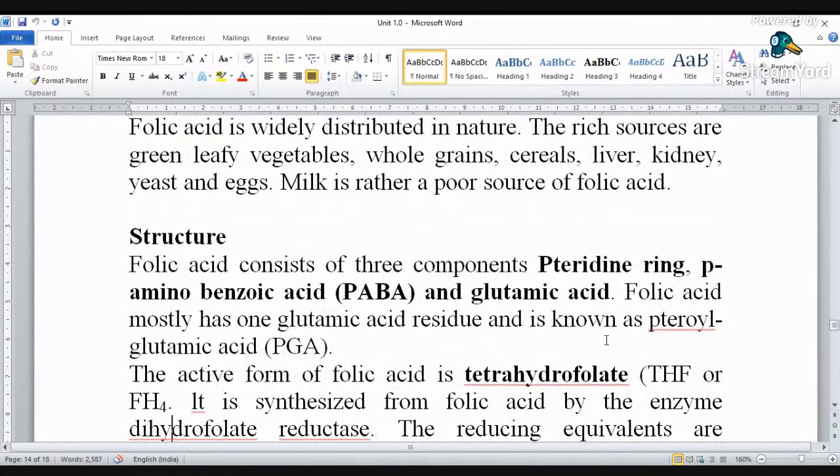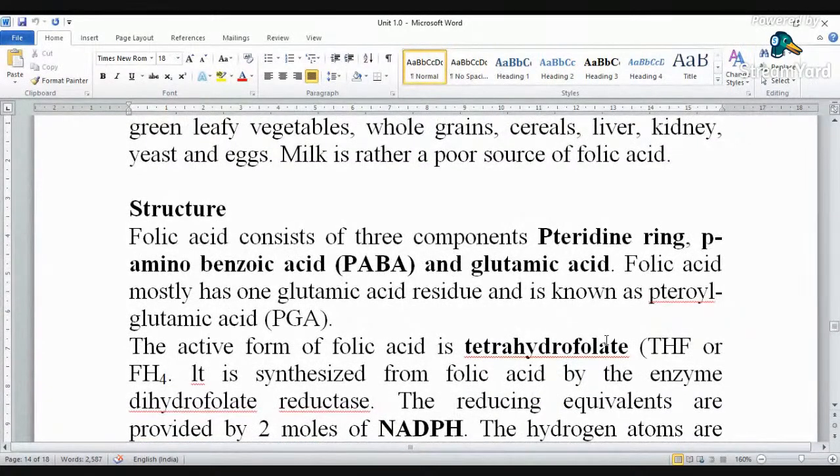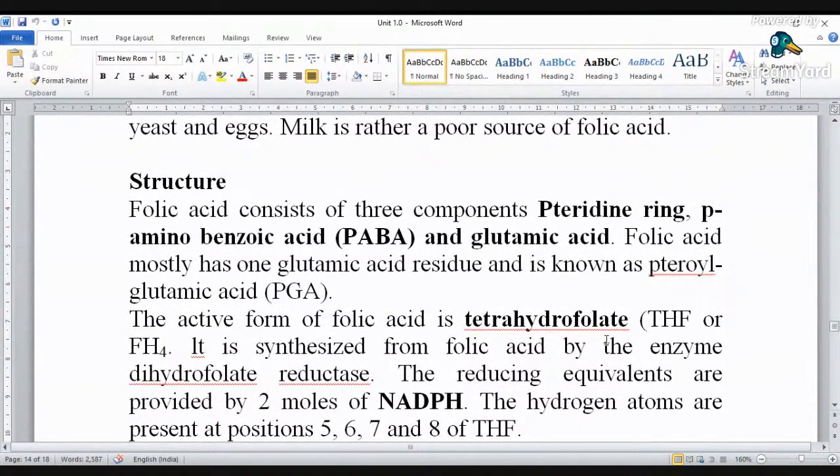Folic acid consists of three components. First is the pteridine ring, then para-aminobenzoic acid and glutamic acid. The pteridine ring is joined to para-aminobenzoic acid, which is joined to glutamic acid. Glutamic acid is an amino acid. So folic acid mostly has one glutamic acid residue and it is known as pteroyl glutamic acid. It consists of three components: pteridine ring, para-aminobenzoic acid and glutamic acid.